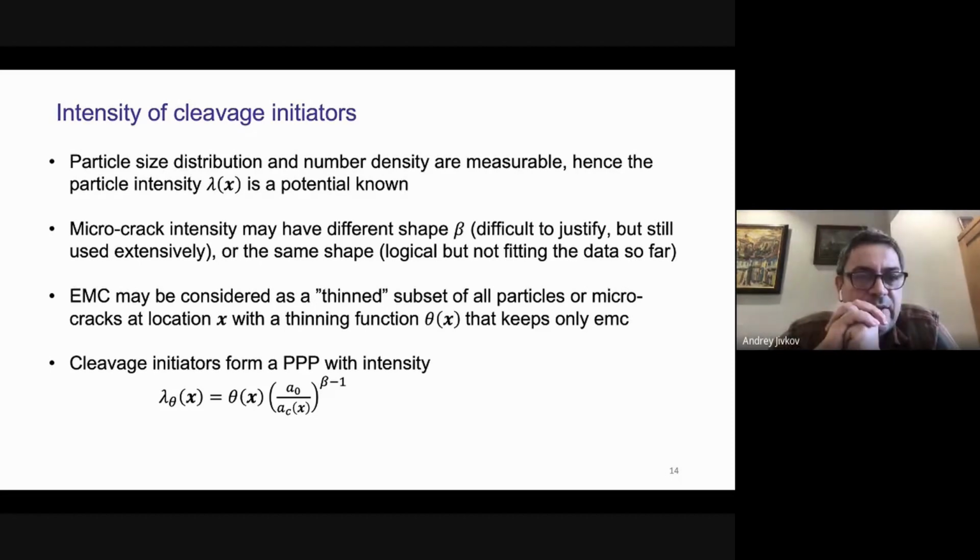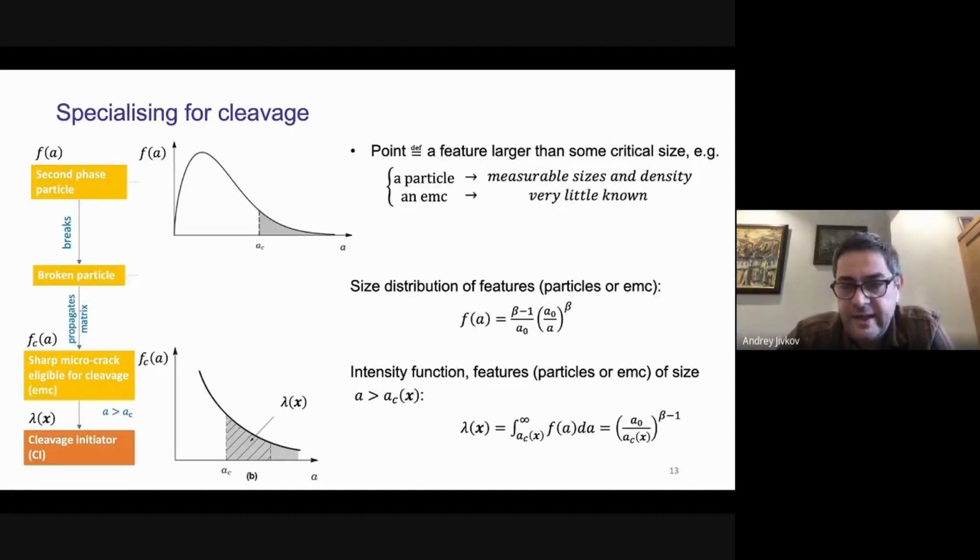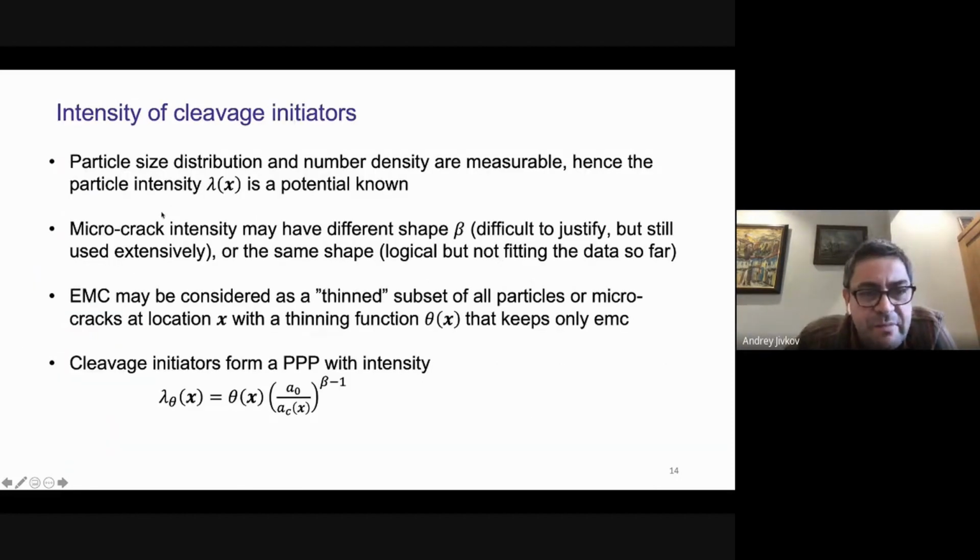Now, what can we say about the intensity of cleavage, about the intensities of different things? For a particle size distribution, we can have the intensity immediately because we can measure the particle sizes and their densities. If we measure this, we can fit a power law to the tail of this distribution, and we can represent it as a power law. However, for the microcrack intensity, we don't know much.